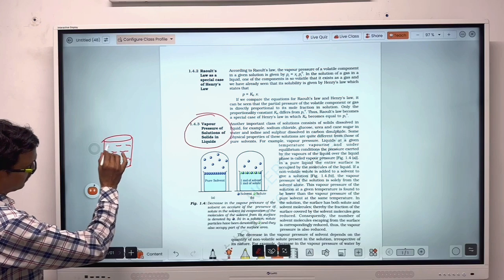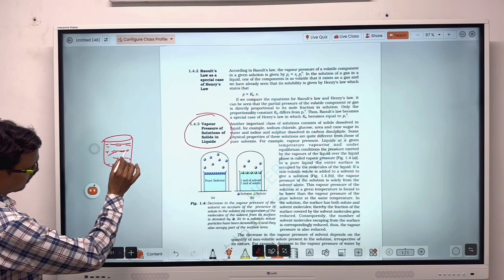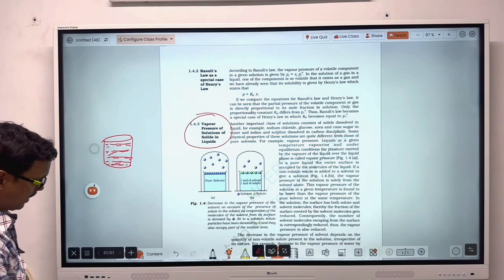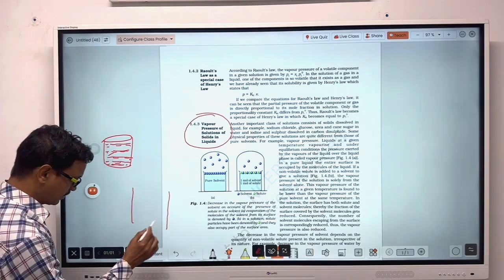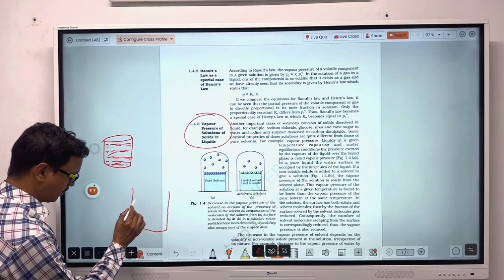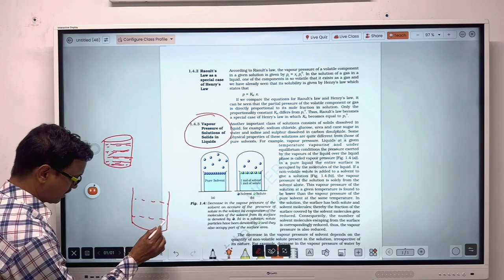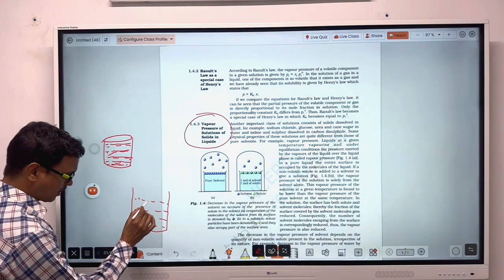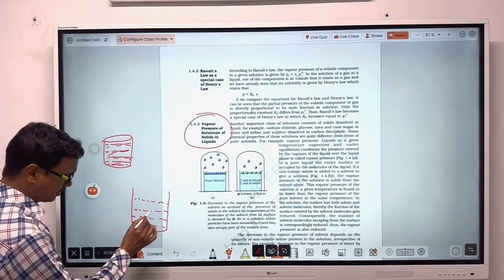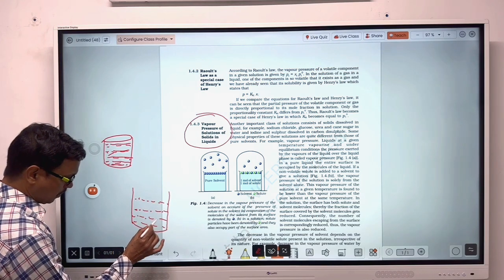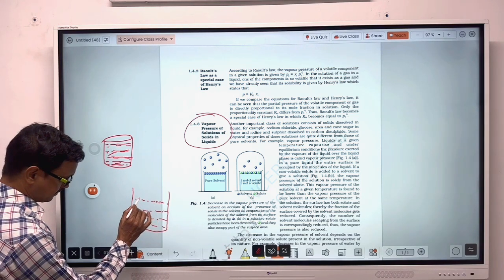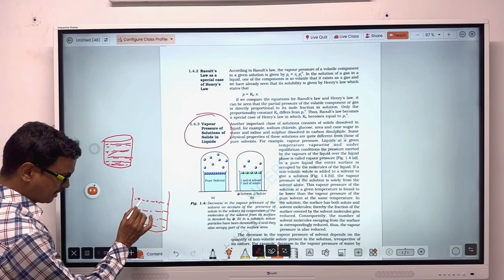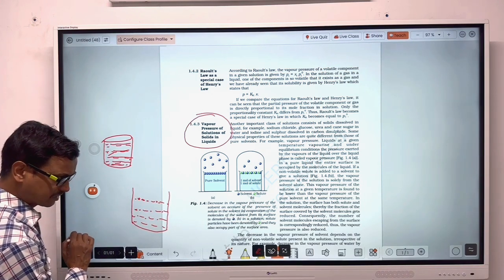So everywhere there will be the particles of water only, and in this container you have sugar dissolved in water. So what will happen? Sugar will also get uniformly distributed. So at this surface there will be particles of sugar and particles of water, both.